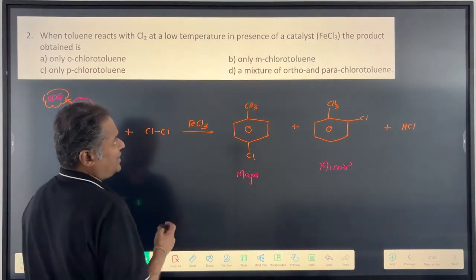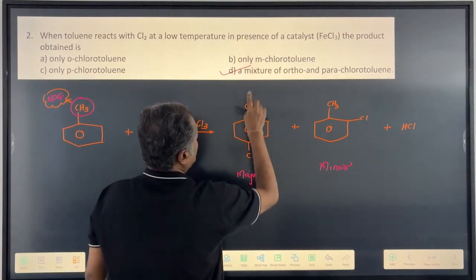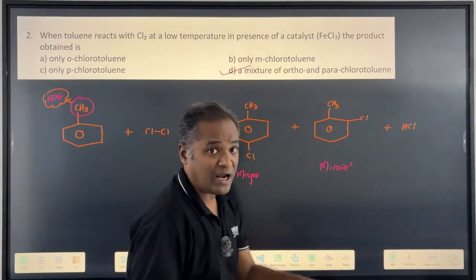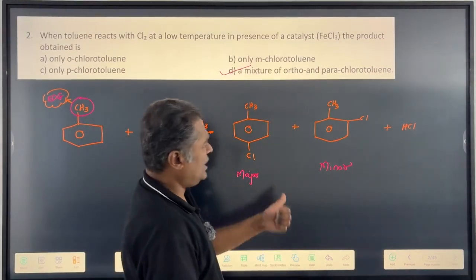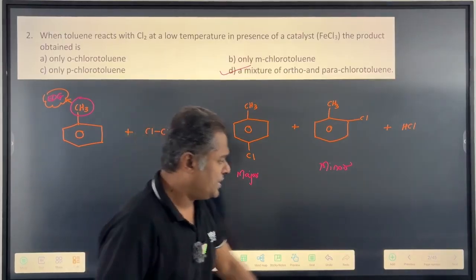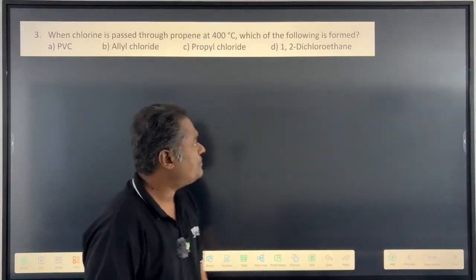That means for us the correct answer key would be D, a mixture of ortho and para chlorotoluene. I hope this question is clear, child, to you. Let's see the next question, child, what we have.